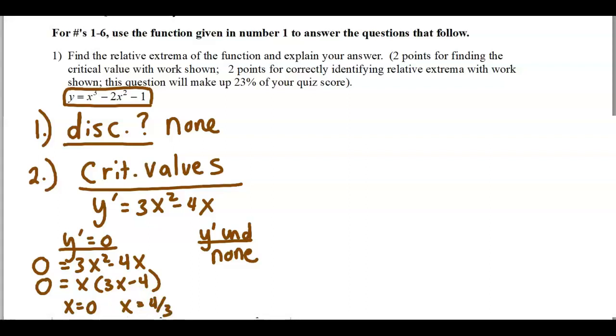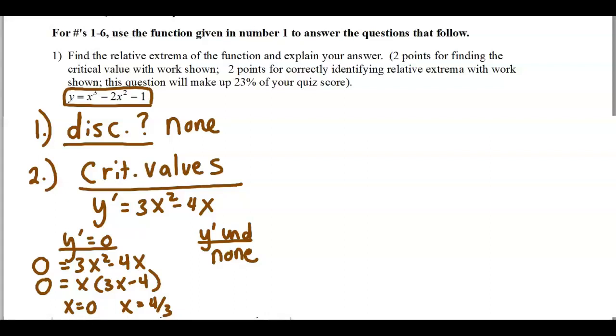The next thing you're going to do now depends on how you want to do it. You could do either the first derivative test or you could do the second derivative test. It doesn't matter. Both of those methods will work at this point. We've talked about 2 different ways to find relative extrema, the first derivative test and the second derivative test.